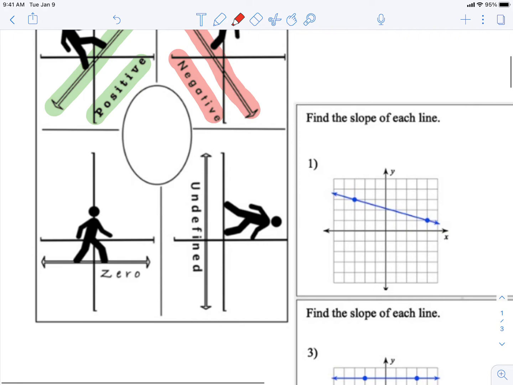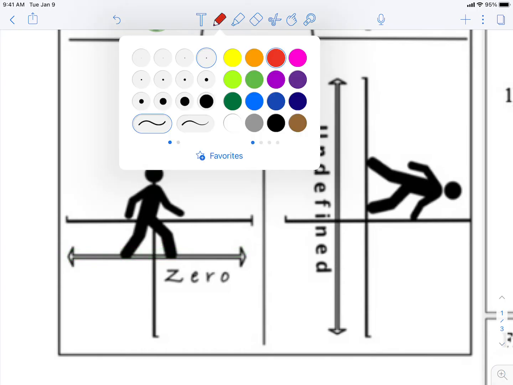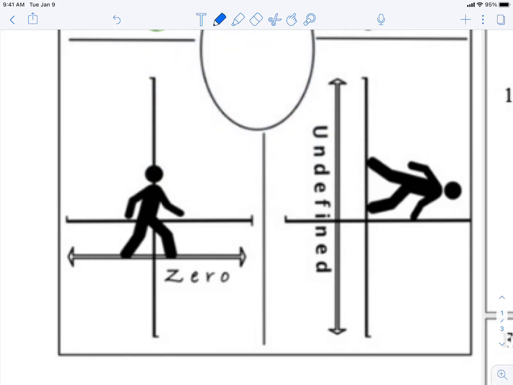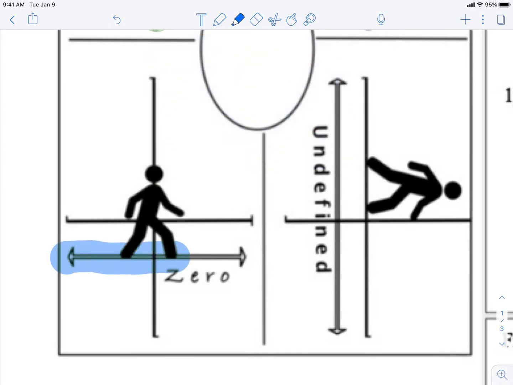Now, the next one here on the bottom left, that's a special kind of slope. That's a flat slope. If you notice, look, it's flat. There is no incline. There's no going up. There's no going down. You're just flat on the ground. And that's what we call, use blue on that one, a zero slope, because there's no inclination. There's zero slope on it.